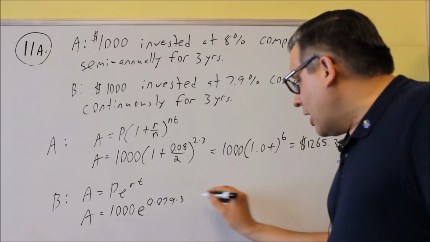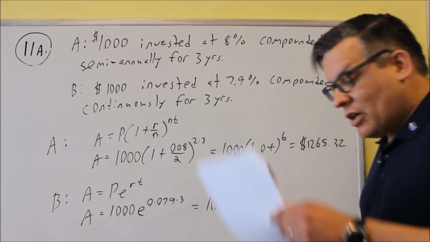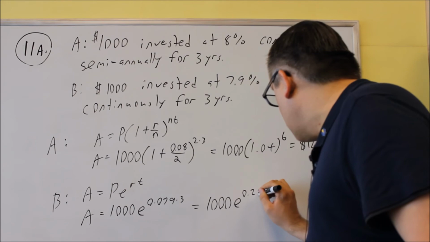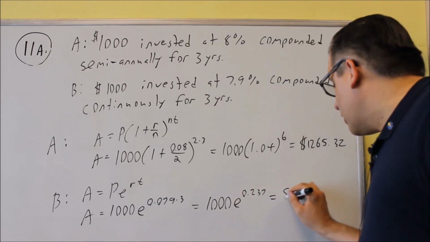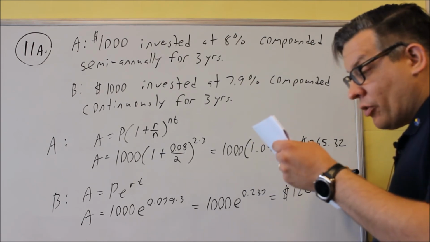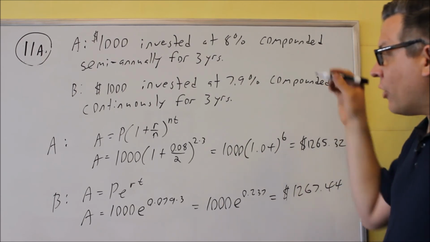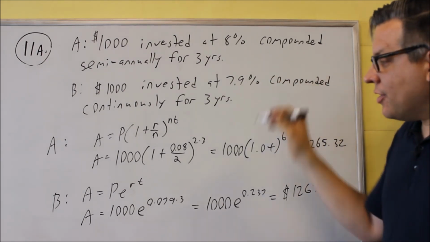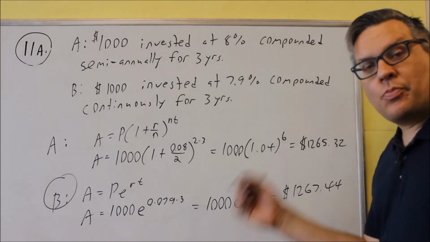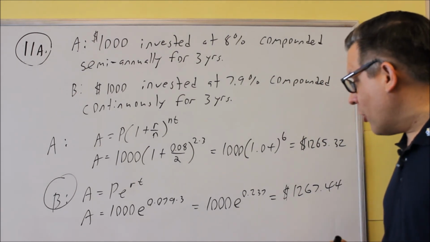We're going to multiply the exponent out first. So we're going to get 1,000 times E to the 0.237. And then if we put this into the calculator, we get 1267.44. So even though we have a lower interest rate, B ends up giving you more interest. So we would answer B, and if you show this kind of work, that would be enough justification for it.